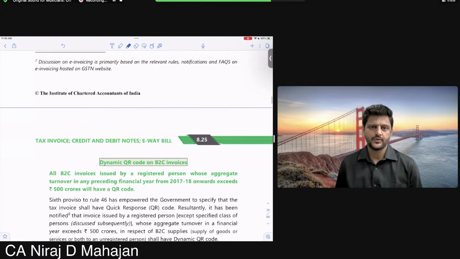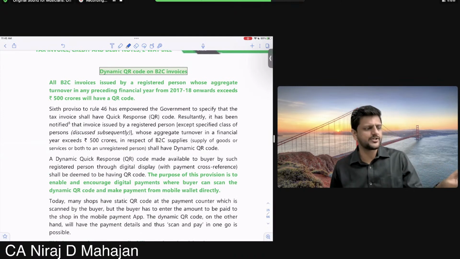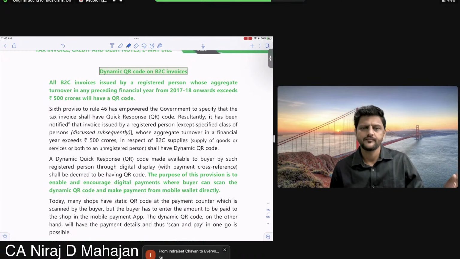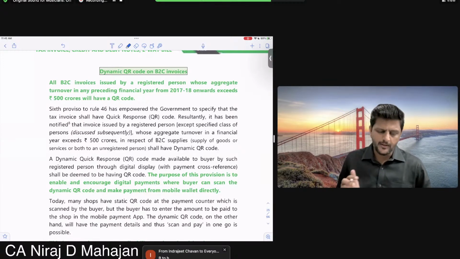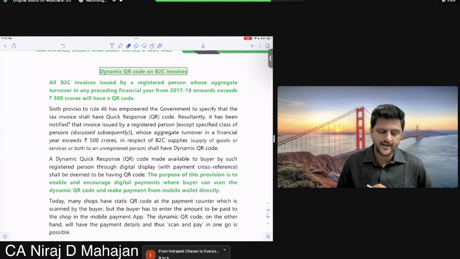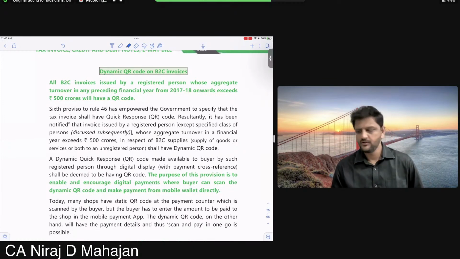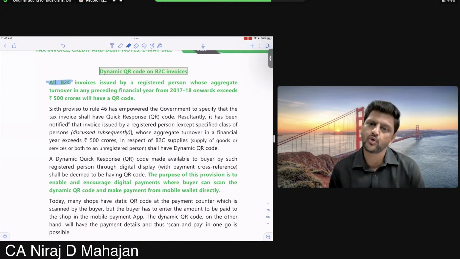Dynamic QR code. Next one. On B2C invoices also. E-invoicing is compulsory for which turnover in the previous financial year? 50 crores. But all B2C invoices issued by a registered person whose aggregate turnover exceeds 500 crores will have a QR code. Basically on everything now. So those who have turnover more than 500 crores have to do B2B as well as B2C.